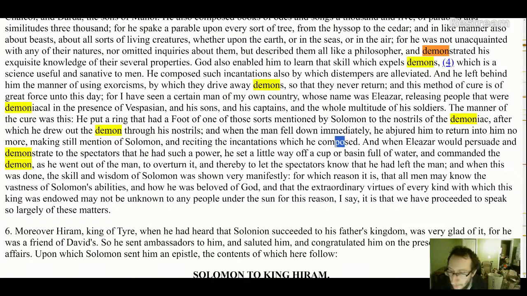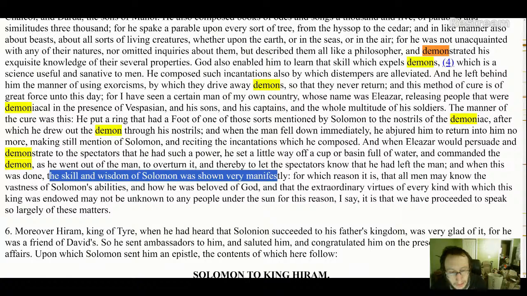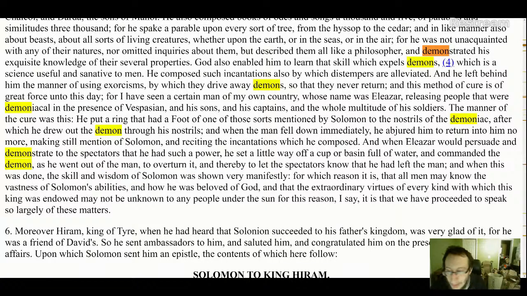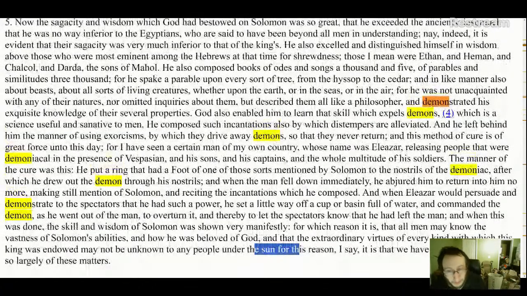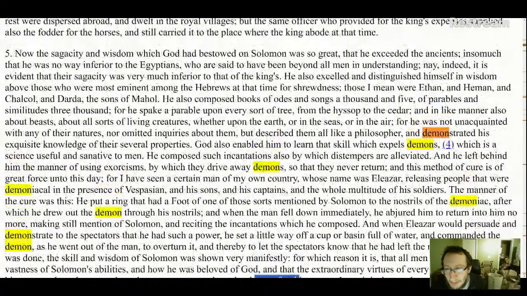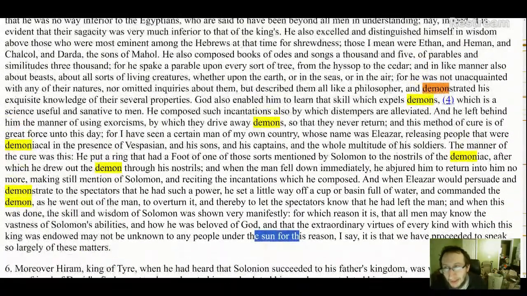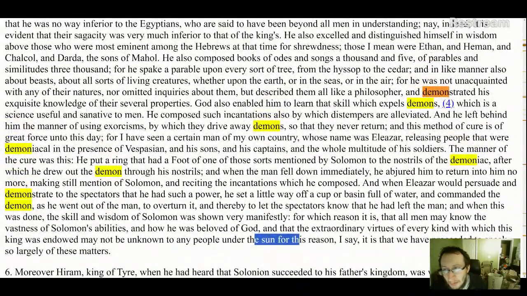So it says here, and when this was done, that he cast the demon out, the skill and wisdom of Solomon was shown very manifestly, for which reason it is that all men may know the vastness of Solomon's abilities, and how he was beloved of God, and that the extraordinary virtues of every kind with which this king was endowed may not be unknown to any people under the sun. So very clearly here, Josephus corroborates the Testament of Solomon as authentic, but it would have been a less Christian version, not a Christianized version like the one we have.